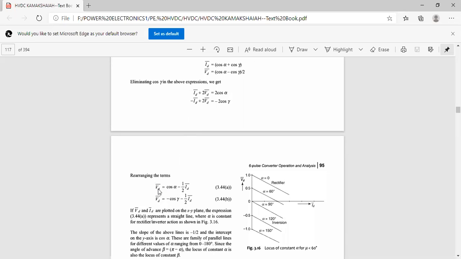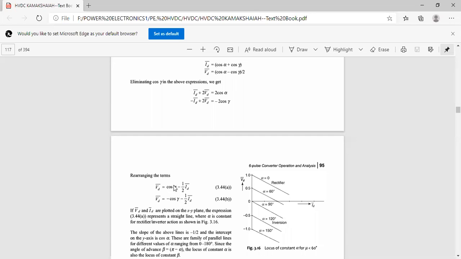Nothing I have done. This is of the form y is equal to mx plus c. On x-axis, I am taking ID. What is the slope? Minus of. Y is equal to mx plus c. What is the y-intercept? Cos alpha. Similarly, here also, y is equal to mx plus c. Here slope is minus of. For gamma, y-intercept is minus, for invert. So this equation is of rectifier. This equation is of inverter.